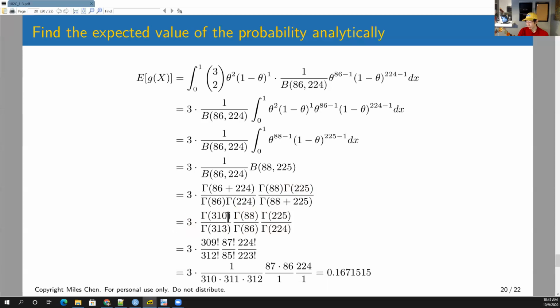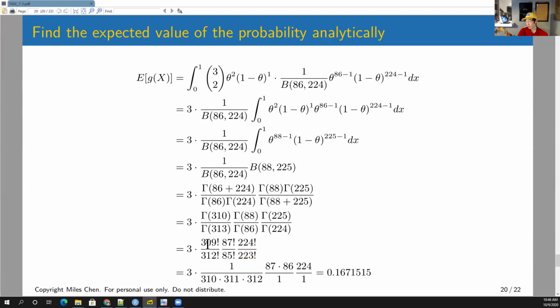Using the equivalence that gamma is the factorial function, gamma of 310 is equal to 309 factorial. This is equal to 312 factorial. This is equal to 87 factorial. This is equal to 85 factorial. This is equal to 224 factorial, and this is equal to 223 factorial.